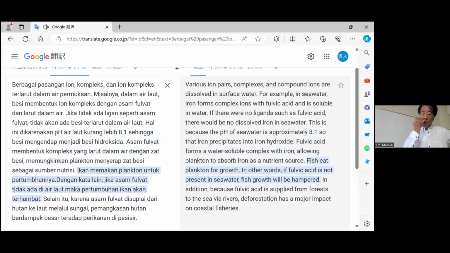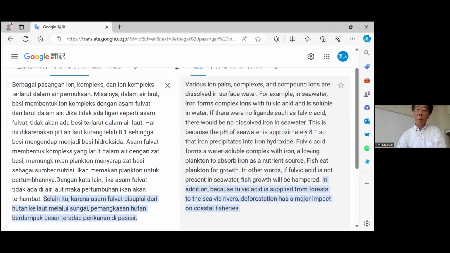Fish eat plankton for growth. In other words, if fulvic acid is not present in seawater, fish growth will be hampered. In addition, because fulvic acid is supplied from forests to the sea via rivers, deforestation has a major impact on coastal fisheries. So this is a very famous story. Do you know this phenomenon?